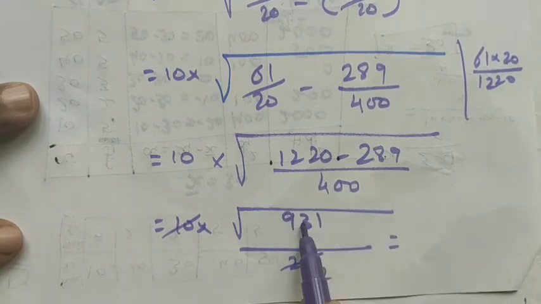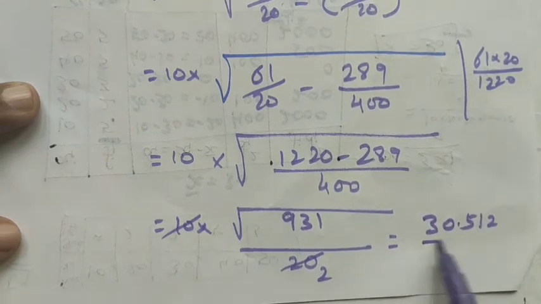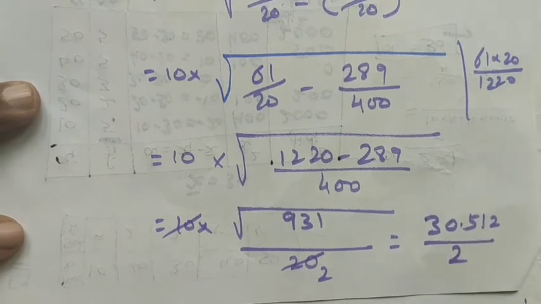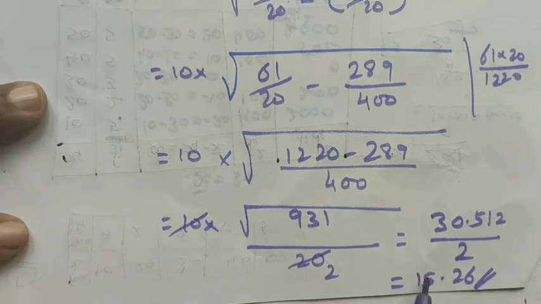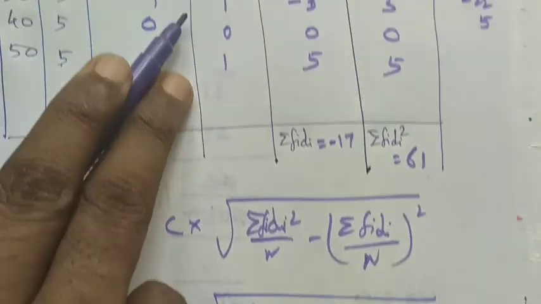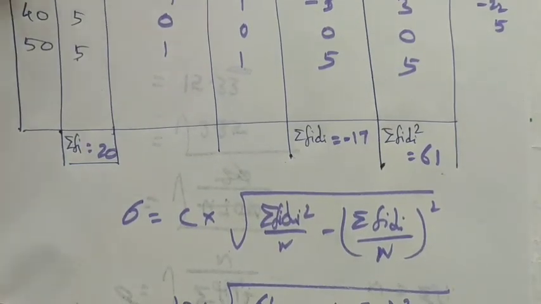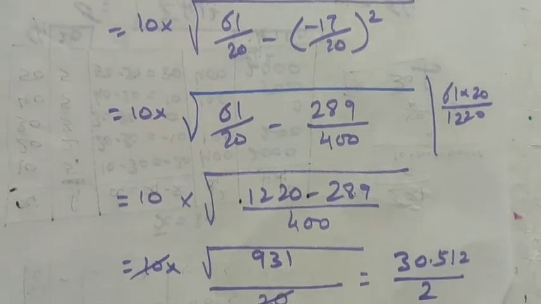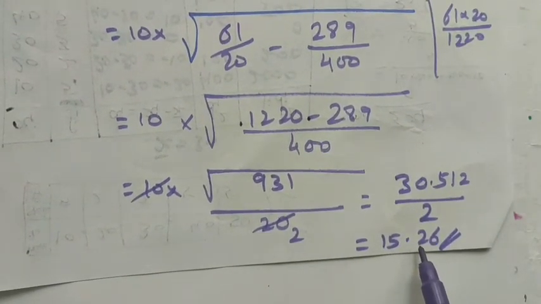So find the square root of 931, which is 30.512 something, and it will be divided by 2. We get the value as 15.26 approximately. The value of the standard deviation is 15.26. First we found the assumed value, and here we used the step deviation method. The step deviation method is very easy for simplifying larger numbers. We don't have to multiply very huge numbers, so it reduces our mistakes. Here we have the same standard deviation, 15.26.